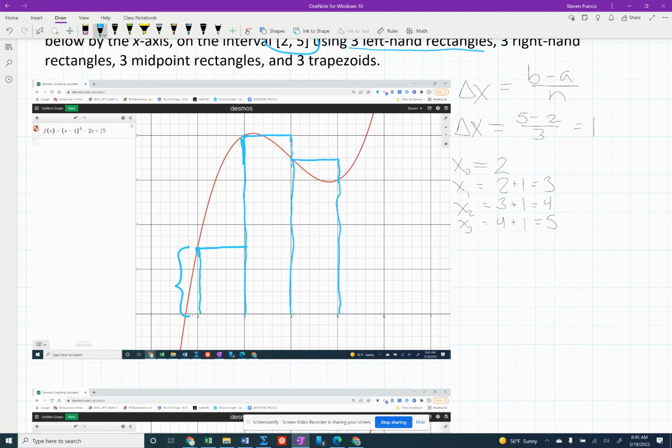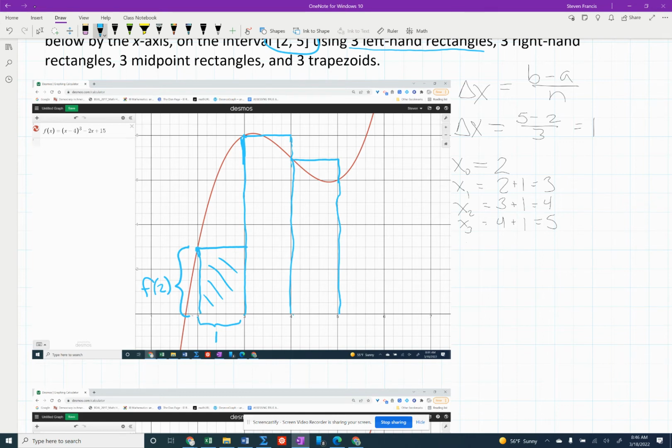In other words, all I have to do is plug 2 into the function f, and then whatever output I get, that value is going to be the height of the rectangle. The width of the rectangle, or the base, is just 1. That's our delta x. And so if I take 1 and multiply it by f of 2, I'm going to get the area of this rectangle.